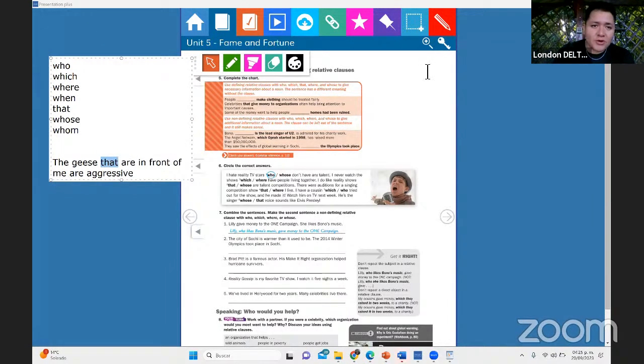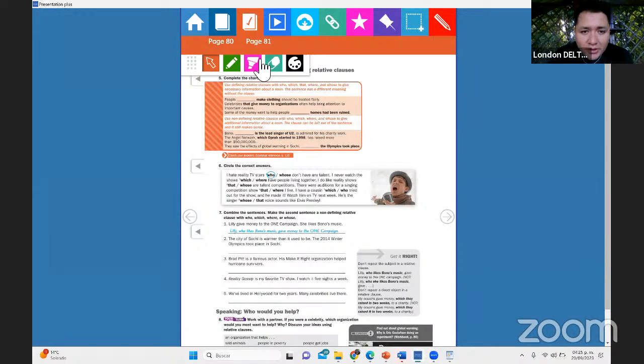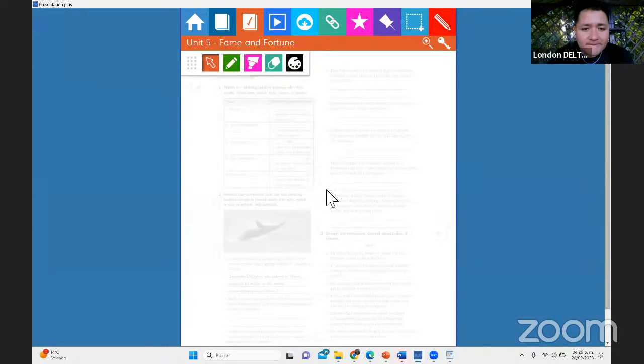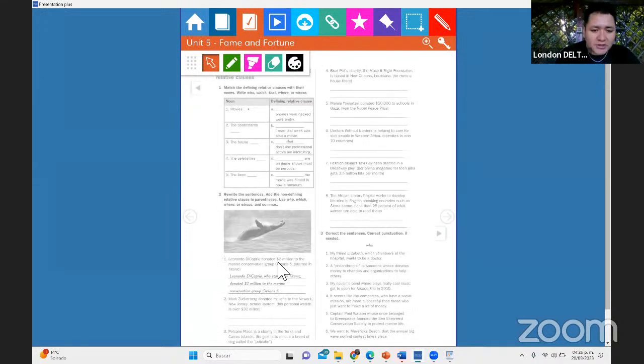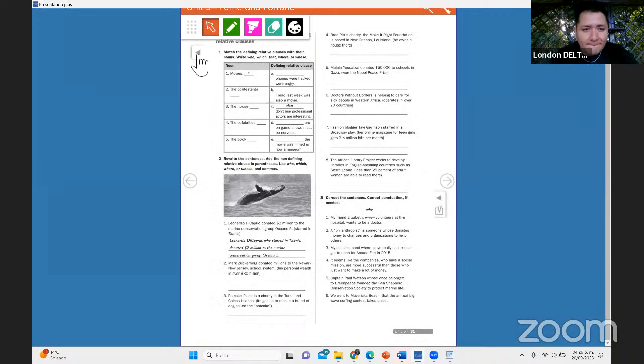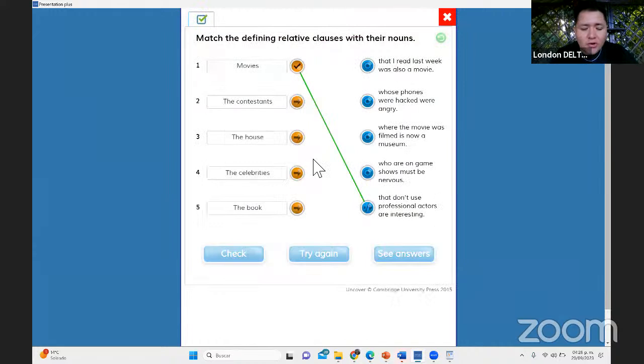Okay, so we're going to practice a little bit more with these relative clauses. In this activity, we have to give some extra information, and you tell me if you agree or don't agree with these sentences. We have to create the next part of the sentence so that it makes sense. For example, movies that don't use professional actors are interesting. We have different relative pronouns: that, whose, where, and who. We match the pronouns with the correct part of the relative clause.